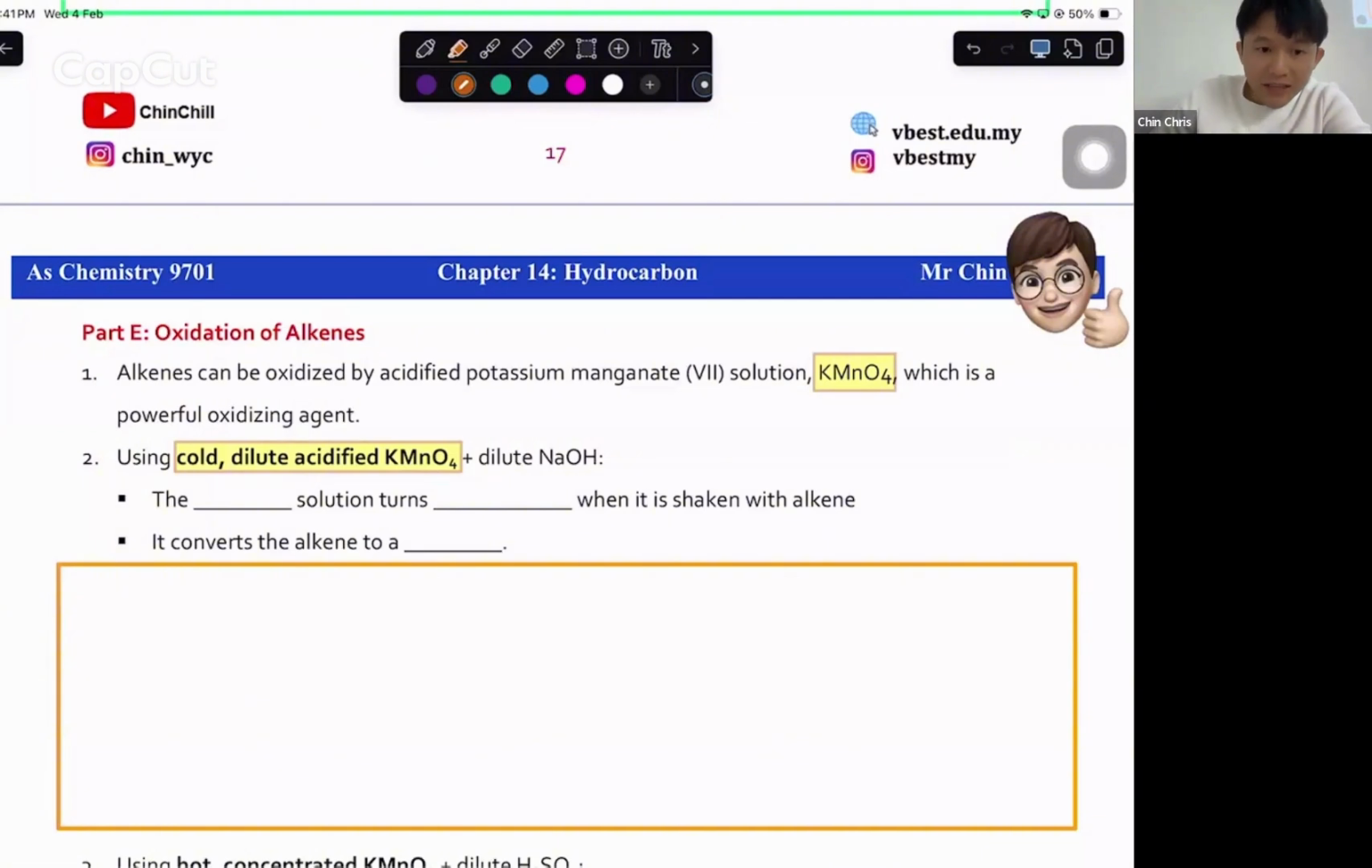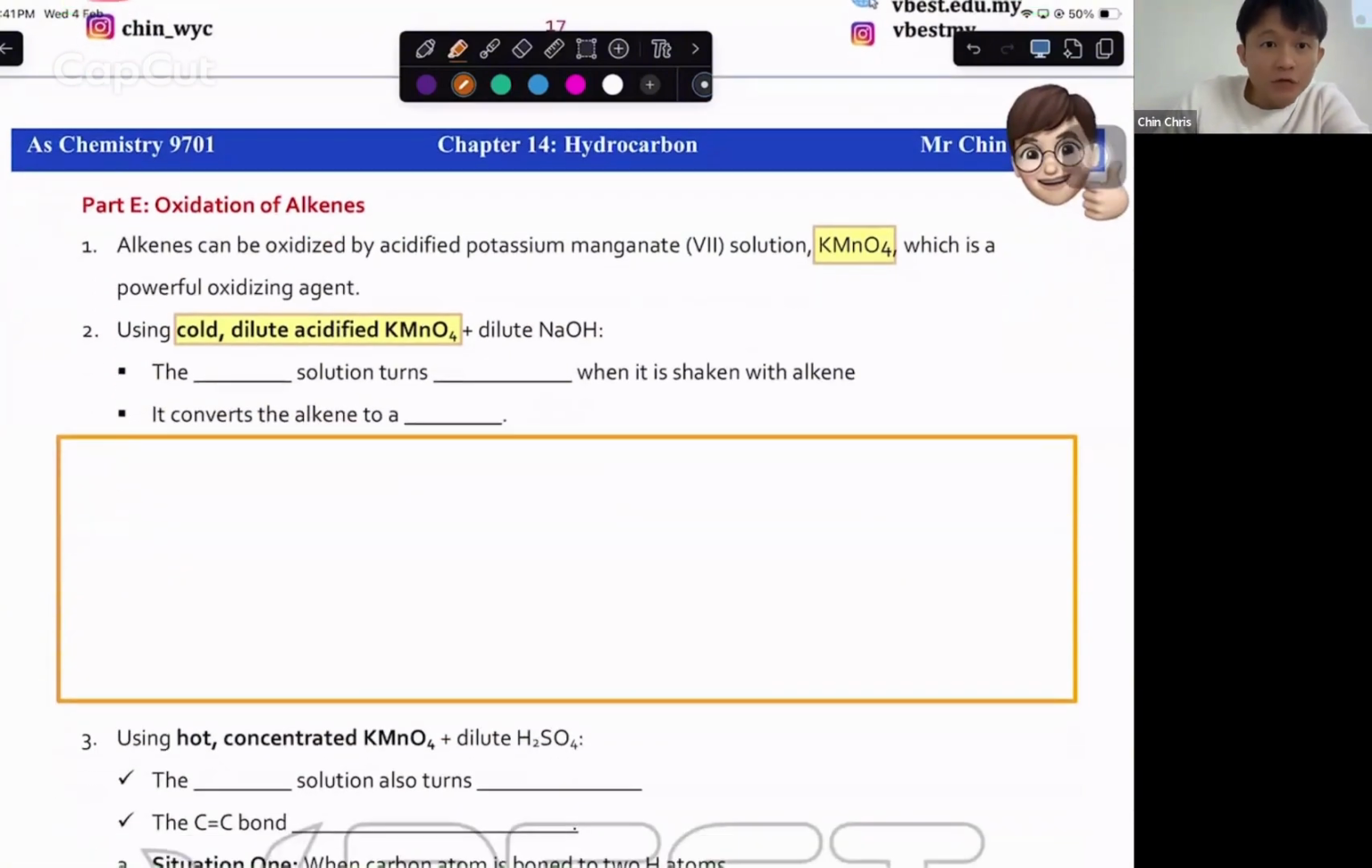So guys, if you have dilute acidified KMnO4, a diol is formed. So I can say that the purple solution is going to turn colorless, and it's going to convert alkene to a diol. Remember that.